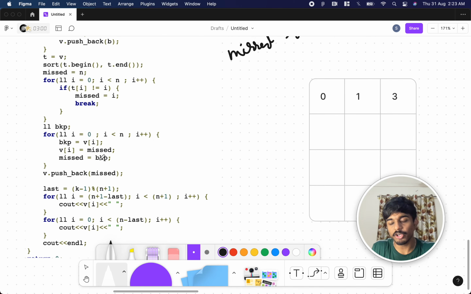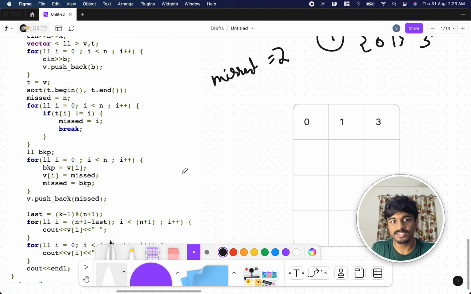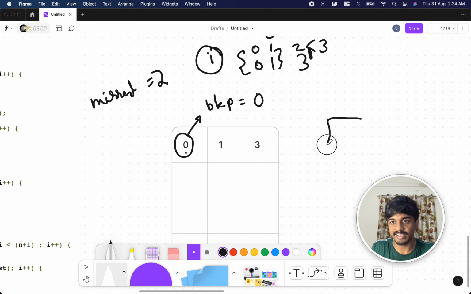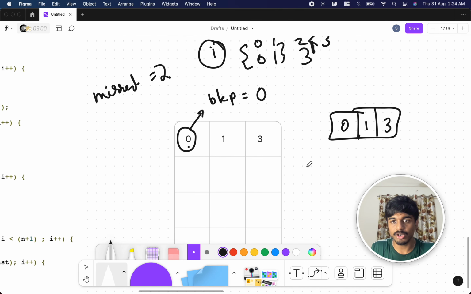Now coming to this point, first what we need to do is take this number as a backup. So what is the backup value? Backup, I am putting it as 6. Then v of i, see it's all an array, right? It's not like a 2-dimensional table, it's 0, 1, 3. So what do I do?